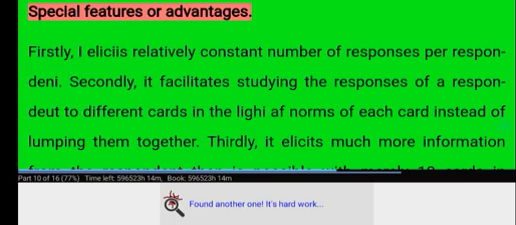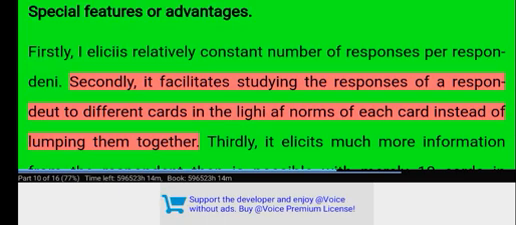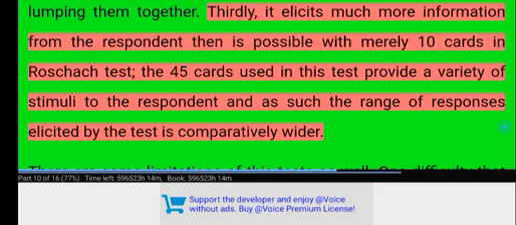Special features or advantages. Firstly, it secures a relatively constant number of responses per respondent. Secondly, it facilitates studying the responses of a respondent to different cards in the light of norms of each card instead of lumping them together. Thirdly, it elicits much more information from the respondent than is possible with merely 10 cards in the Rorschach test. The 45 cards used in this test provide a variety of stimuli to the respondent and as such the range of responses elicited by the test is comparatively wider.